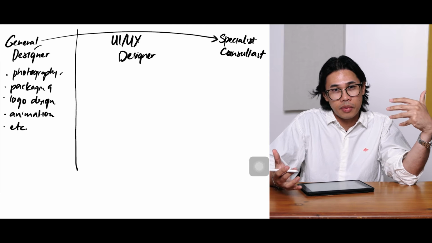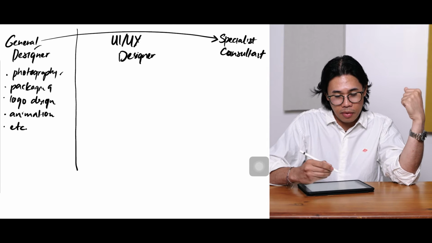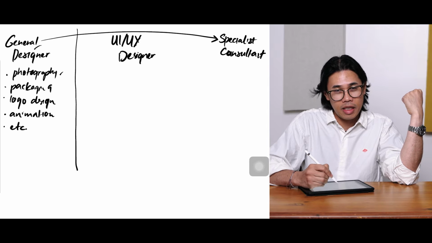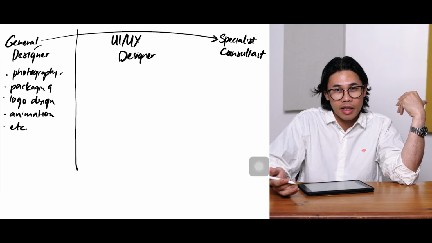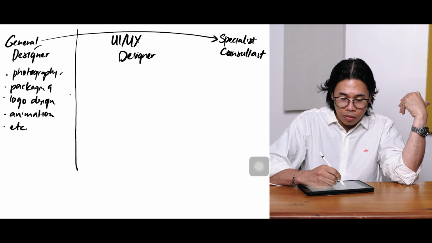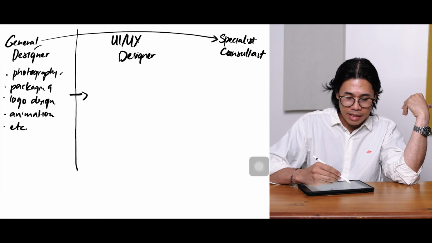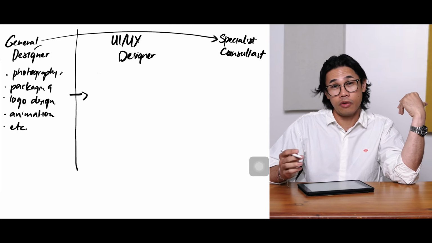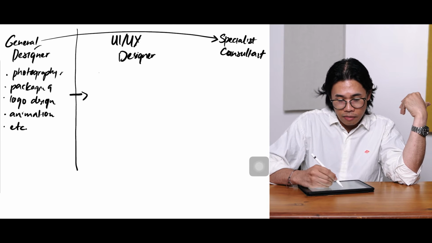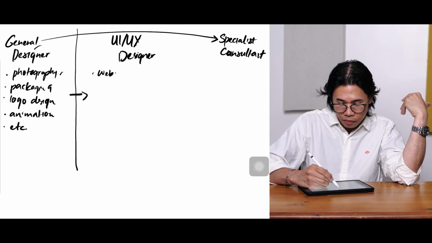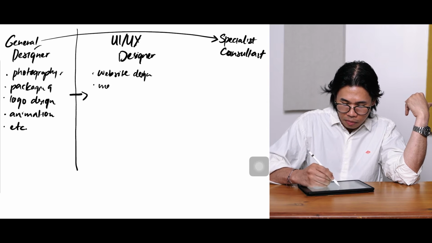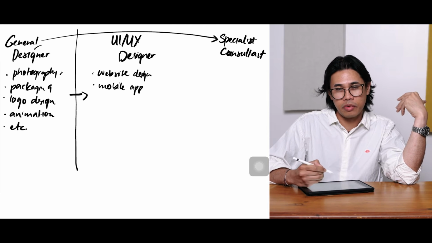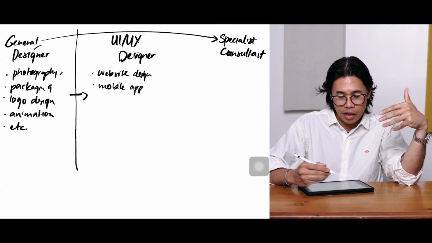Then I was looking for jobs, and I came across a job that pointed me to this. It was the beginning of UI and UX, so it was really web design, application design, things like that. And so what I ended up doing in this role was less things like photography, packaging, logo design, and whatnot, but it's really website design, mobile app design. And that was the early stage of my career as a UI and UX designer.